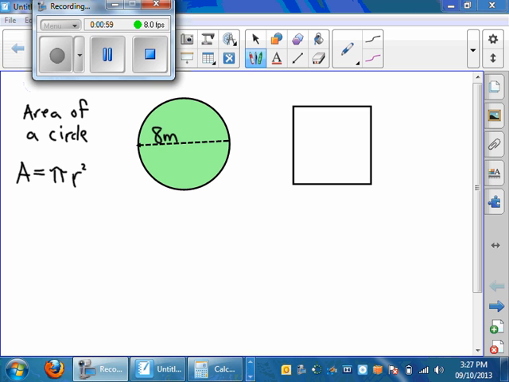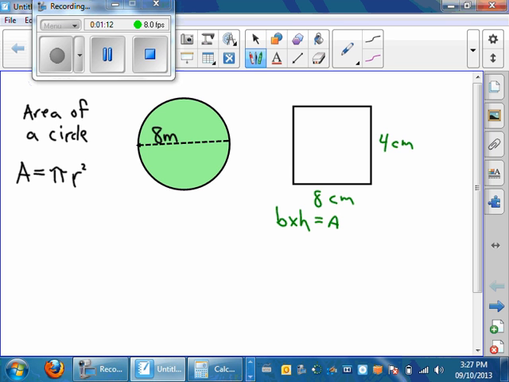So let's say, for example, this is 8 centimeters and this is 4 centimeters. We know our formula is base times height equals our area. And so therefore this would be 8 times 4 equals 32. Because we're measuring in centimeters, we would say that the area equals 32 centimeters squared. And that little symbol there means squared.